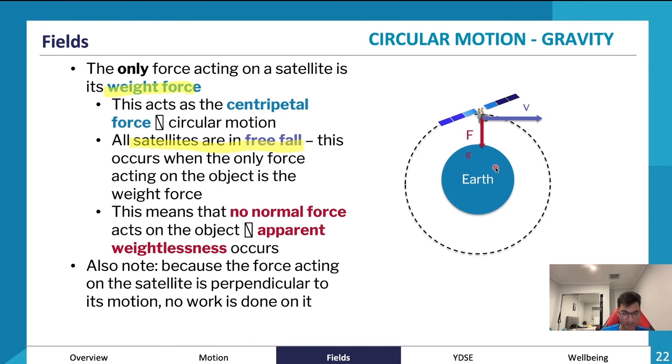Oh, yeah, and this point is very important. Because the only force acting on a satellite is the weight force, there is no normal force acting on the satellite, which is why you can't just say this, and that would be wrong. Because there is no normal force, if you were on a satellite, you would feel weightless because there is nothing pushing up against you, and so because of this, your apparent weight will be 0. Cool.